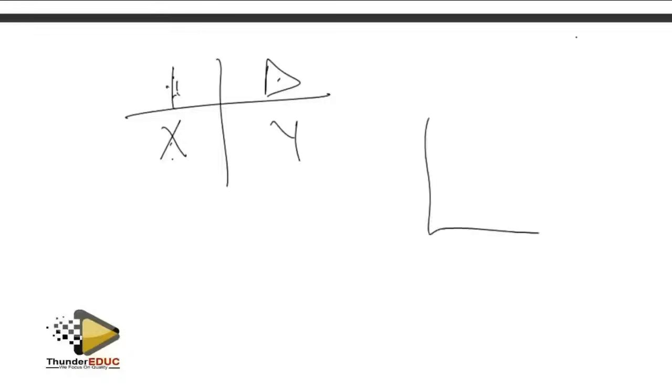So when you're drawing, the x-axis is here, so the independent variable must be here. It must have units, please. Then the dependent variable is on the y-axis. So the dependent variable is here.